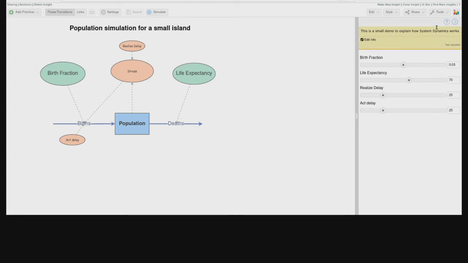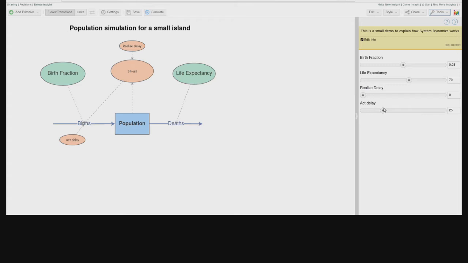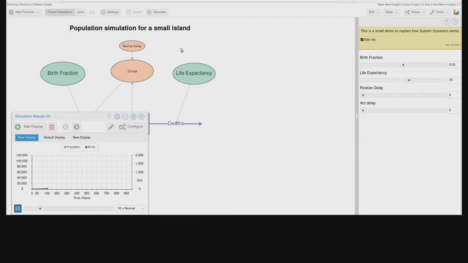So we talked about loops in the last one. So we come here and identify loops. So you see that loop we talked about, population, stress, birth, back to population. So now we're going to start with delays of 0. These are super intelligent beings that realize a problem the minute they see it and act on it immediately. So you see how smooth things are.